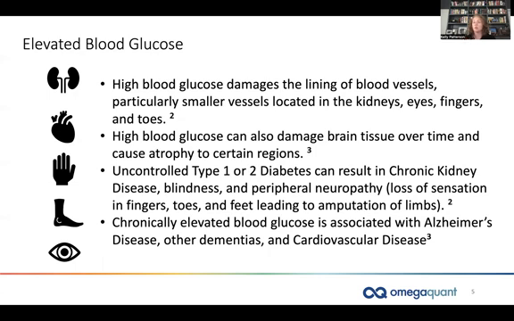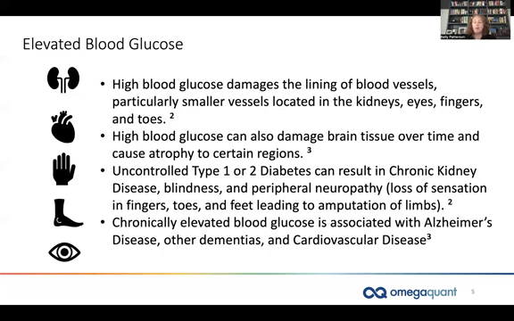blood vessels have a really hard time getting the blood through them, and they can cause damage to the lining of those blood vessels. So we lose circulation, those blood vessels experience damage, and we can start to see disease in those areas. This is typically associated with uncontrolled diabetes for a long period of time. High blood glucose can also damage brain tissue over time and can cause atrophy in certain areas. Uncontrolled diabetes can result in kidney disease, blindness, and peripheral neuropathy, which is that loss of sensation in the fingers, toes, and feet, which can then lead to serious complications down the line.